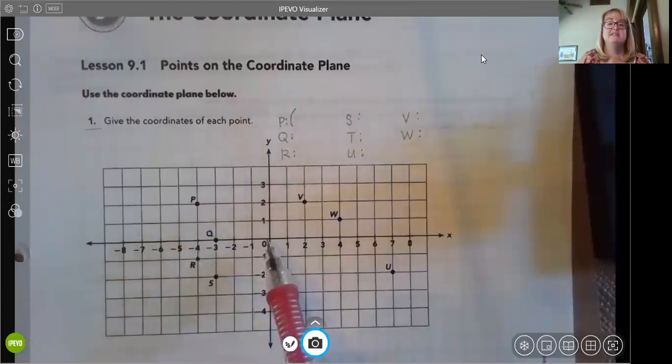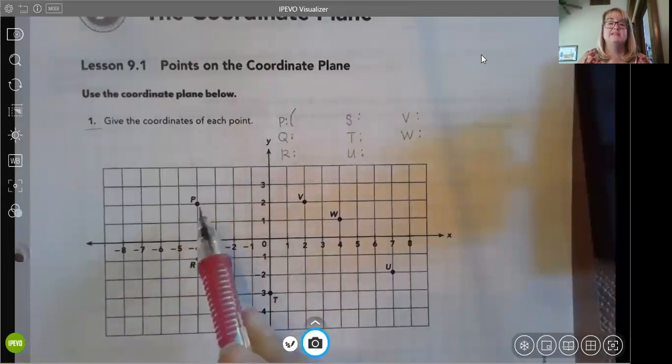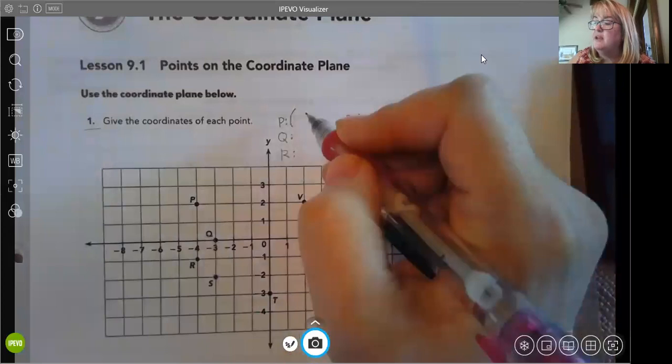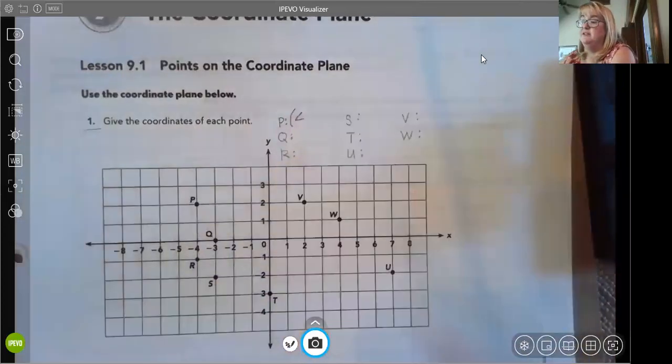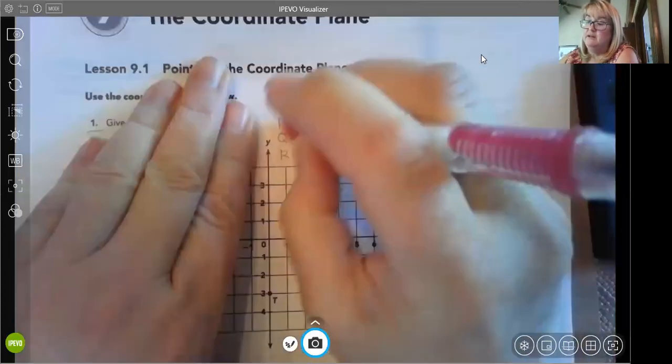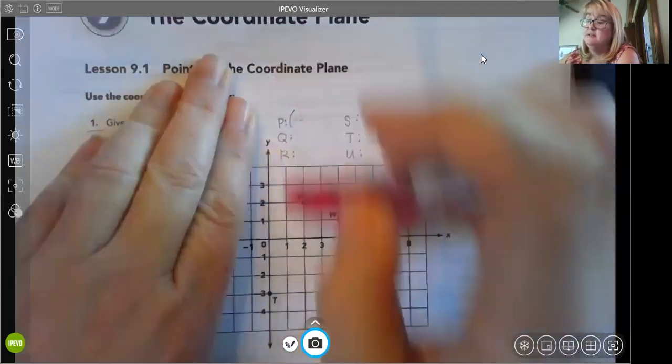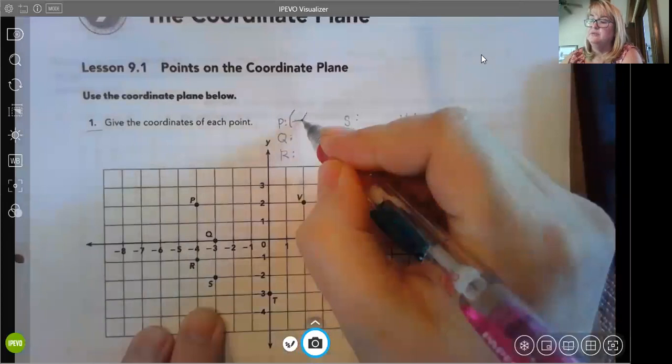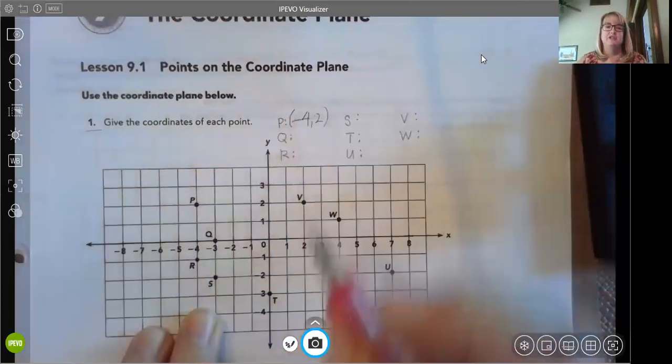So that is our ordered pair. On the x-axis is -4. On the y-axis, it goes with 2. So the coordinate of point P is, whoops, I almost put +4. It's -4. That negative is important. -4 and 2. Okay, -4 and 2.